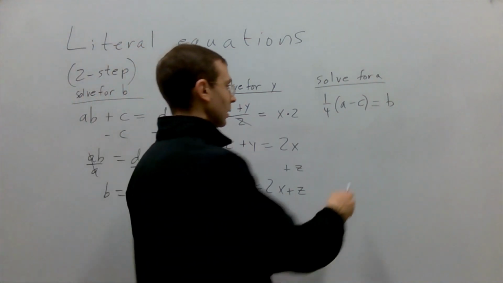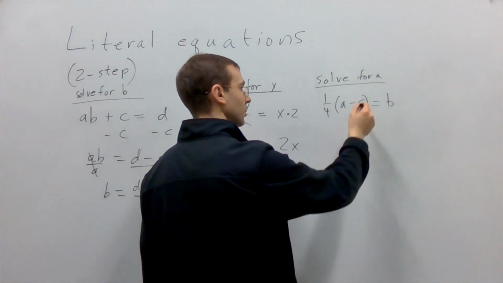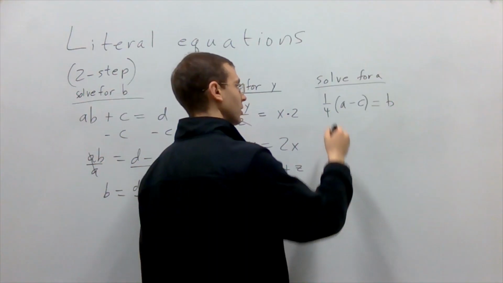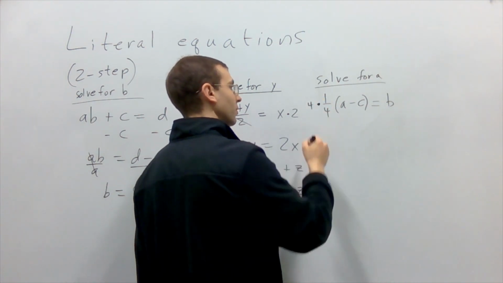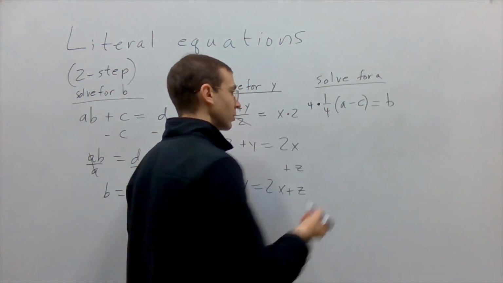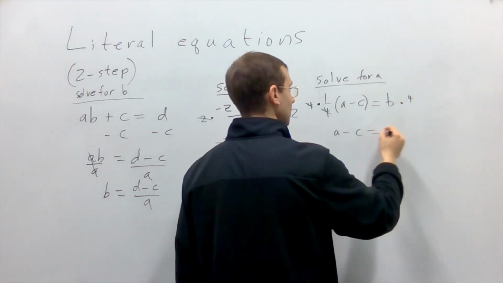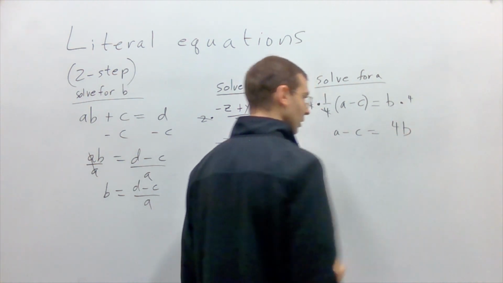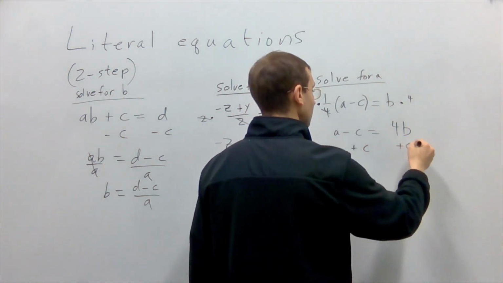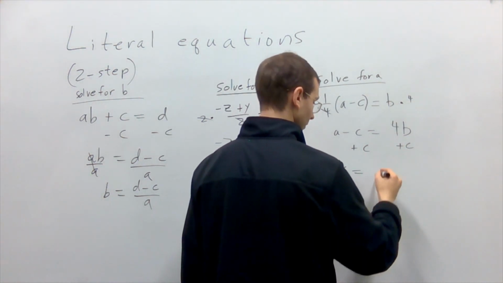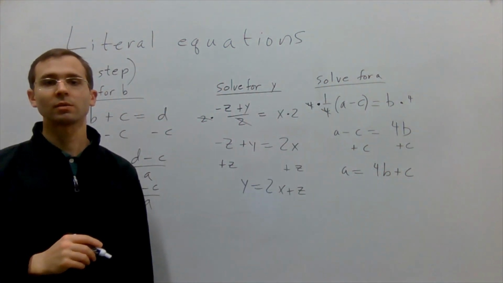Things can get interesting with fraction multiplication and so forth as well. Parentheses tell me that that subtraction happens before that multiplication. So as with the last one, I'm going to need to get rid of that 1/4 first. Dividing by a fraction is the same as multiplying by the reciprocal. A minus C equals 4 times B. And now to continue solving for A, I will simply add C to both sides, and get 4b plus c.